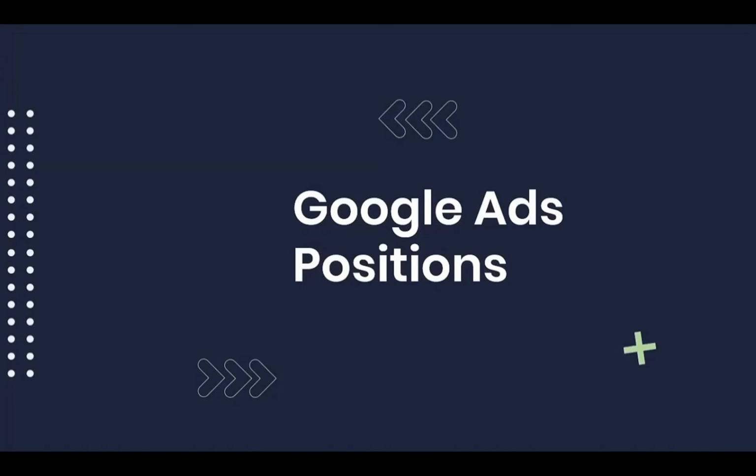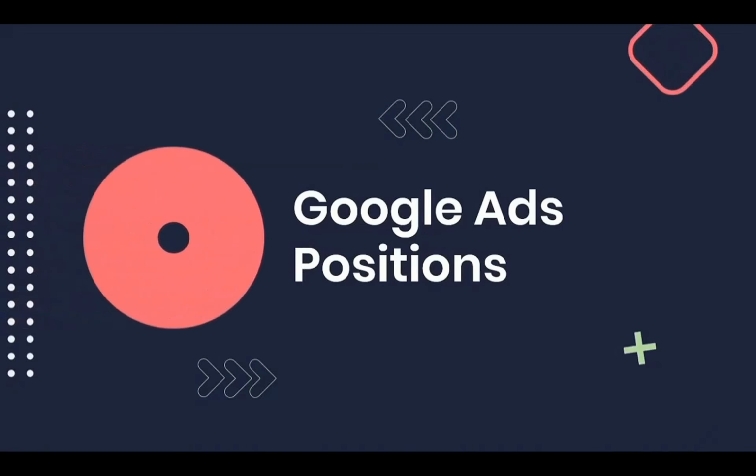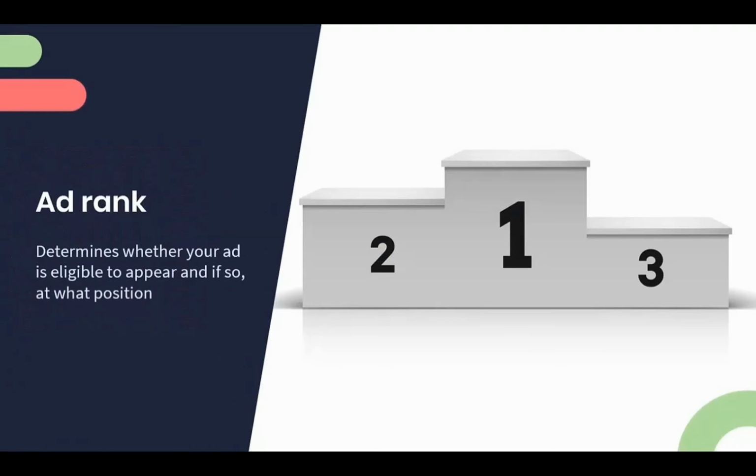Now, one thing that you need to be aware of is how the positioning in Google Ads actually works. It's not just as simple as picking a position and deciding where you want to appear. There's a bit more to it, which is what we're going to cover now. The thing determining where you will appear, if at all, is something called ad rank. Ad rank has 6 components to it.